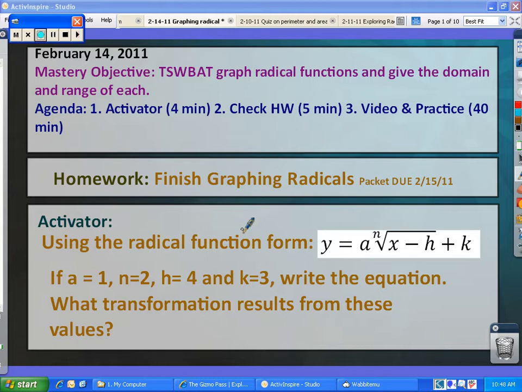Today we are going to be looking at some more radical functions and graphing them, and also looking at giving the domain and range of each of them. You have an activator today, as usual. We are also going to be checking the homework and then going through the video with some practice. Your homework tonight is to finish the Graphing Radicals packet that you start in class, and we will be checking that. It is due tomorrow. So if you want to go ahead and pause the video for a couple of seconds so that you can complete your warm-up, go ahead and do that now.